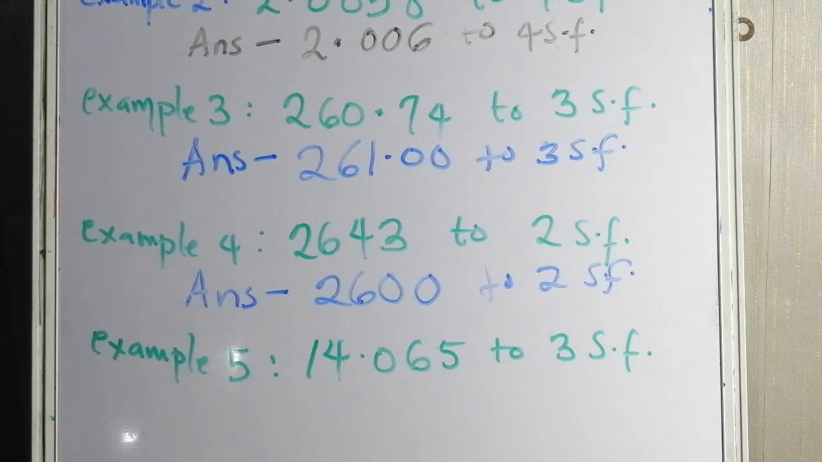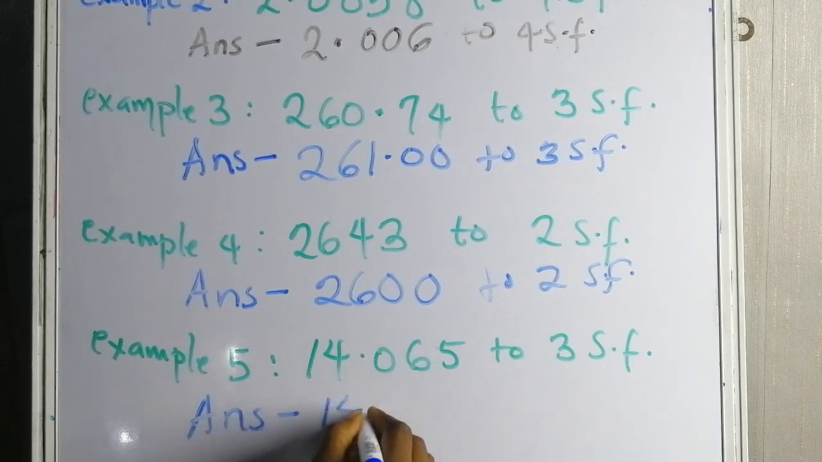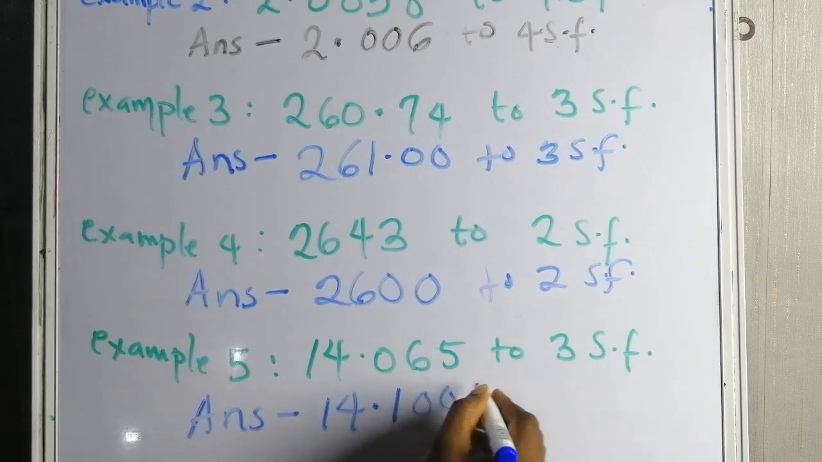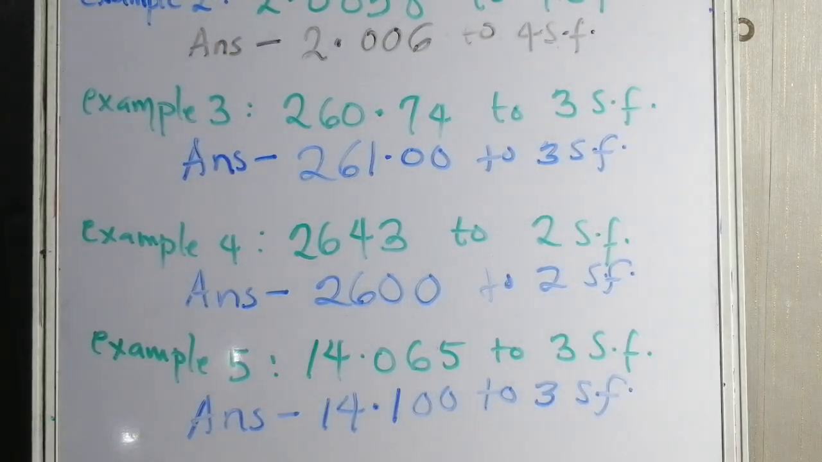After that 3 significant figures, because 0 is between numbers, we count it. So the next digit is 6. It means that next digit is equal to or greater than 5. Because it's equal to or greater than 5, we add 1 to this. That's 0 plus 1, that's 1. So the answer here is 14.100 to 3 significant figures. It's as simple as this.